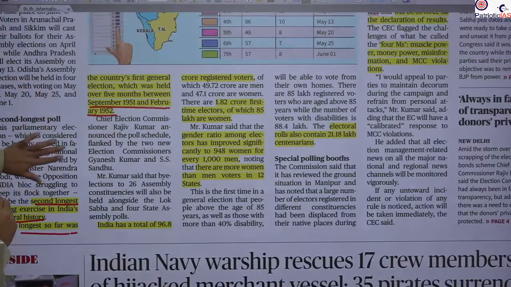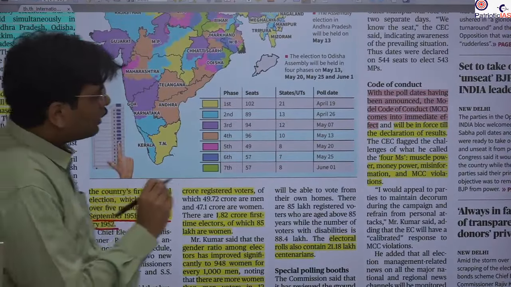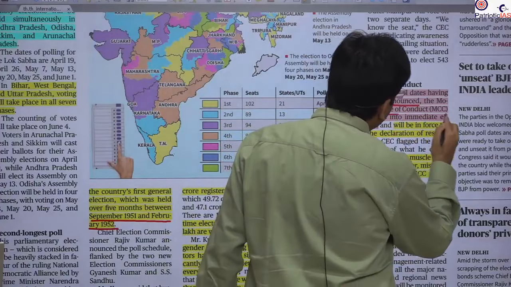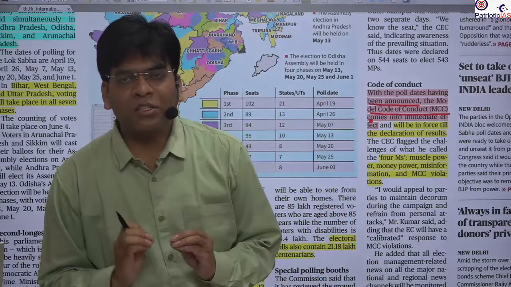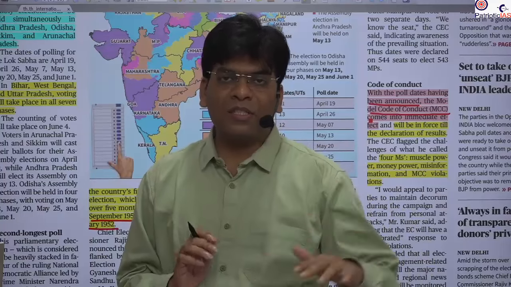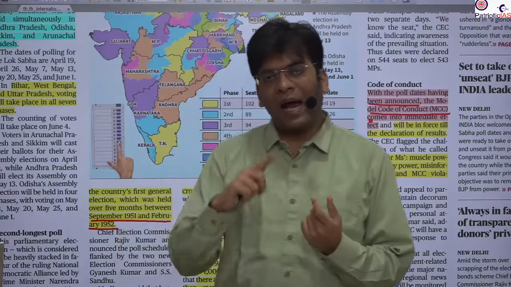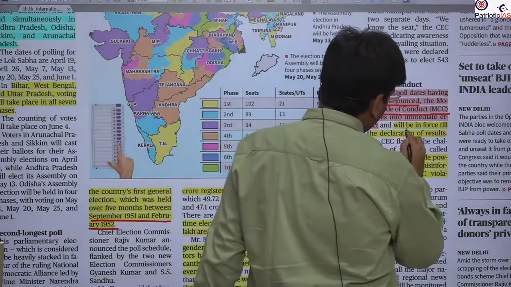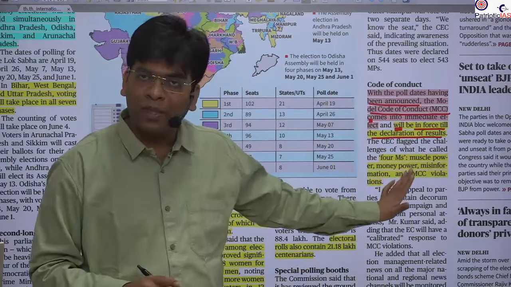This is important. The other thing you should know is that when the poll dates are announced, the Model Code of Conduct comes into effect. The question could be, what is the duration of the Model Code of Conduct? It starts from the date the schedule is declared, and until the result is declared, there will be the Model Code of Conduct. So it will be very important from the prelims perspective.